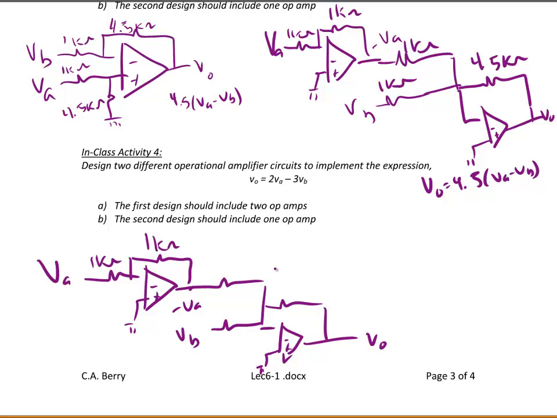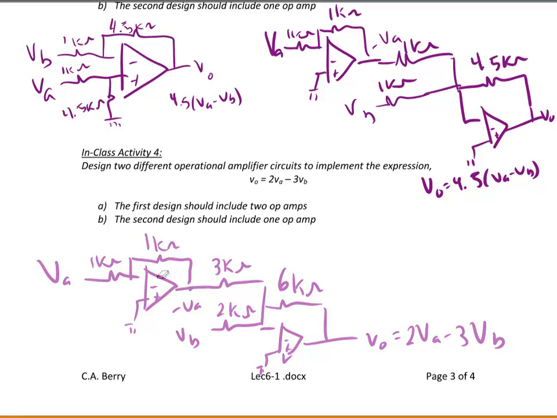So I'll pick something that's at least a common multiple of 2 and 3, and we'll do 6 kilo ohms. So if I make the feedback resistor 6 kilo ohms, and I want a gain of 2 for VA, I make the input resistor 3 kilo ohms. And for VB to have a gain of 3, I make the input resistor on VB 2 kilo ohms, and this gives me an output of 2 VA minus 3 VB.